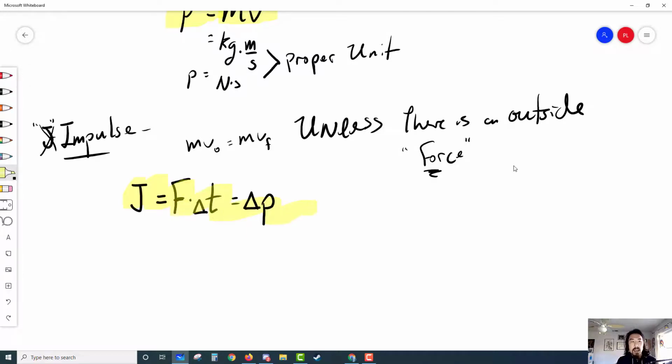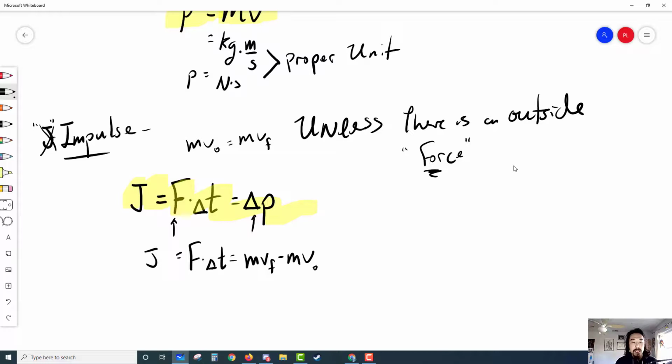We say that the impulse for a system is determined if there's a force, an outside net force, acting on the system over a period of time. Okay, so if you have a force acting on a system, the system will have a change in momentum. So we can actually expand this out a little bit because we know that delta p is the final momentum minus the initial momentum. So we can write out the equation like so.